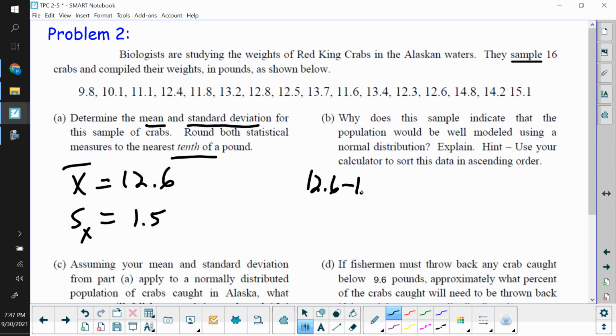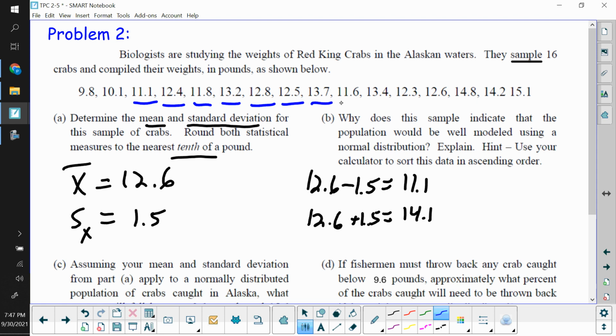So let's start with our 12.6 and we'll subtract 1.5. Then we'll do 12.6 and we'll add 1.5. Well, when we subtract them, we get 11.1. When we add them, we get 14.1. So we need all the ones that go from 11.1 to 14.1. So that leaves out 5 of them. So that means the underlined ones are 11 out of 15.